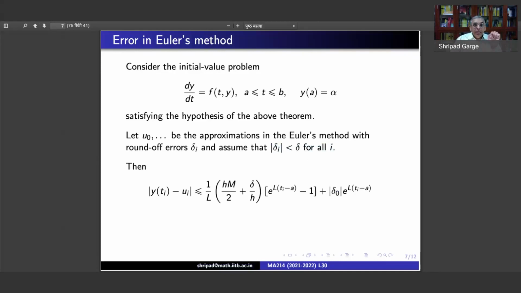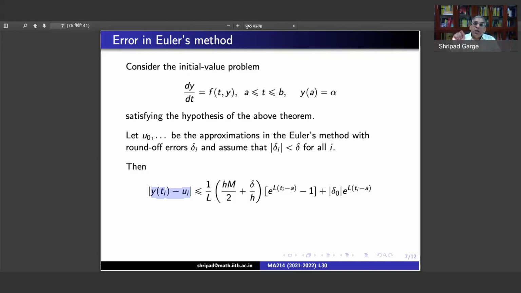Then the actual error, y(t_i) minus u_i. In the previous formula, we had w_i because those were our approximations. Here u_i are approximations plus the round off error. So this difference is less than or equal to, now the formula is slightly complicated: 1 upon L, times (h M by 2 plus delta by h). Inside the square bracket, we have the usual exponential quantity minus 1, and we have added error which is mod of delta naught times e power L(t_i minus a).